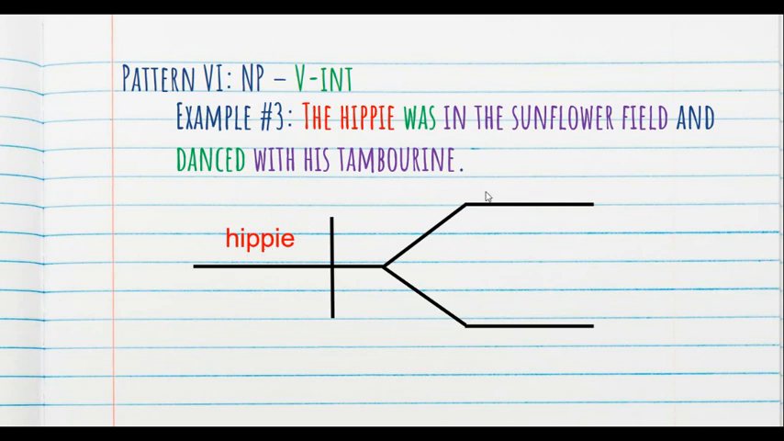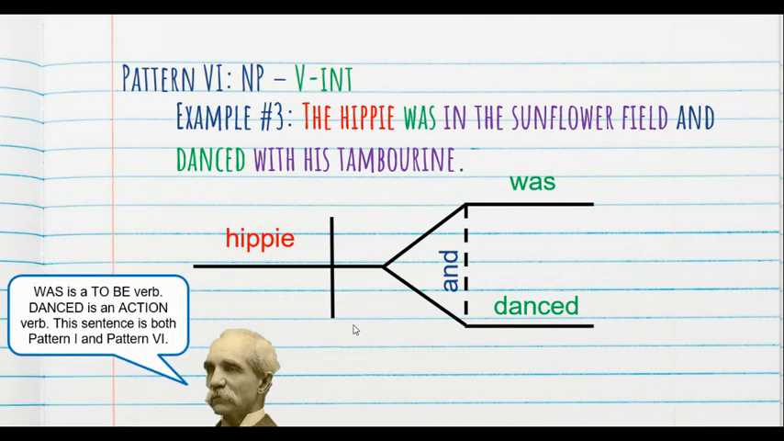So here's hippie. Hello, hippie. And then here's was and dance. Let's put a little conjunction in there with and. All right, and I can see already this is going to be interesting because I actually have two different patterns. Was has all the makings of either being a pattern 1, 2, or 3, but I don't have like the hippie was adjective, the hippie was noun. I have a hippie was where. So this is a pattern 1.